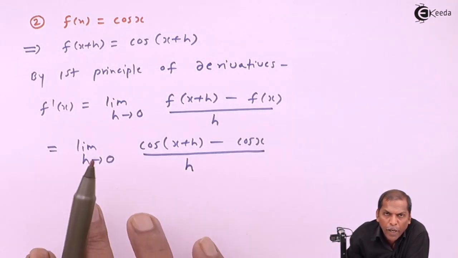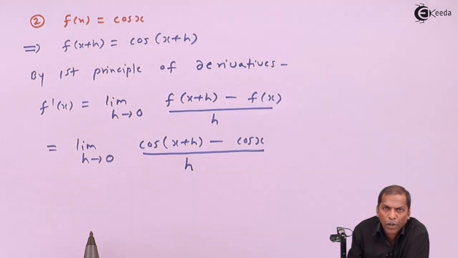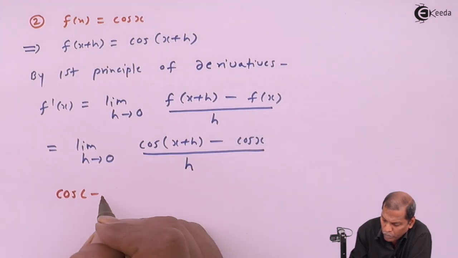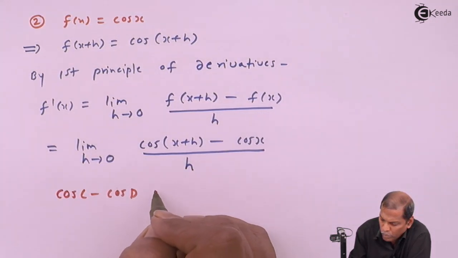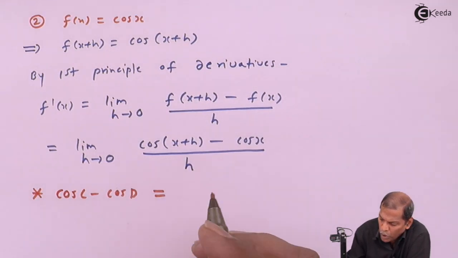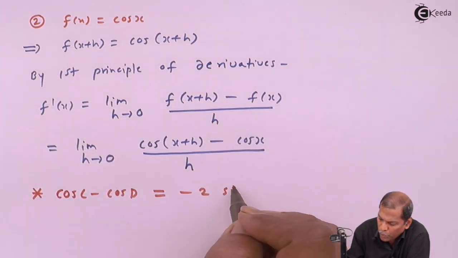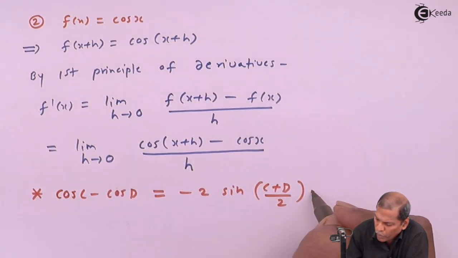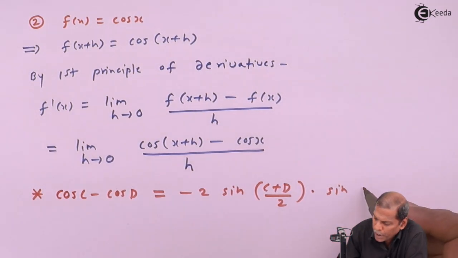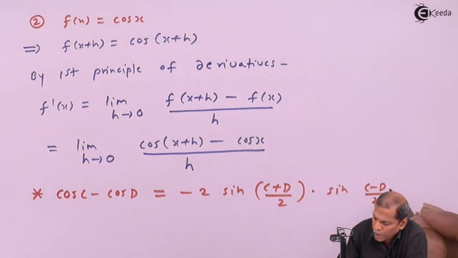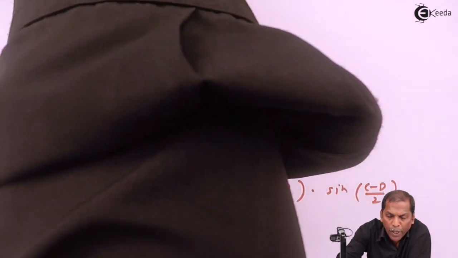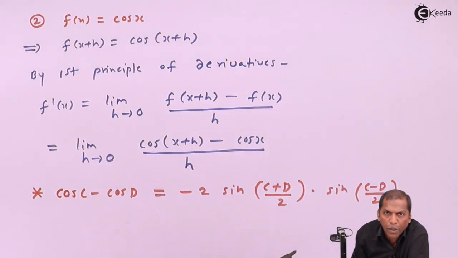Now here we apply the formula cos c minus cos d, so that is equal to minus 2 sin((c+d)/2) into again sin((c-d)/2). So in the present case, x+h represents c and x represents d.